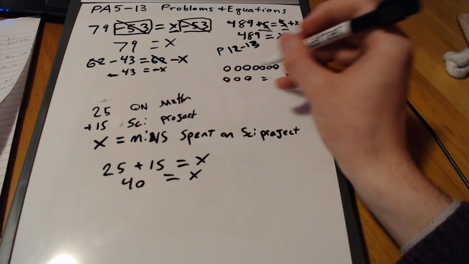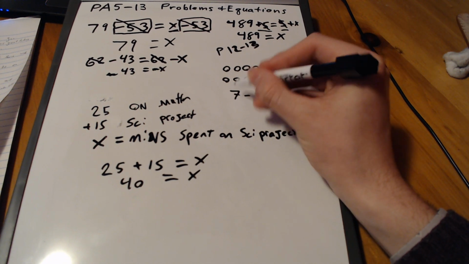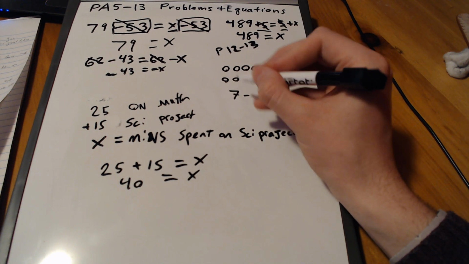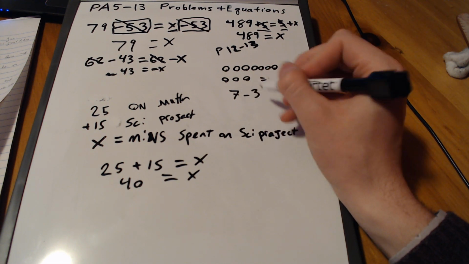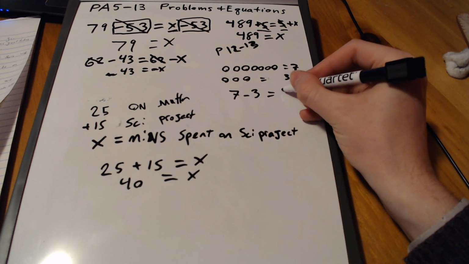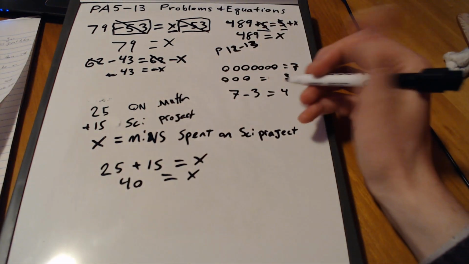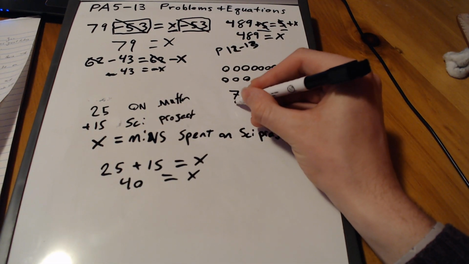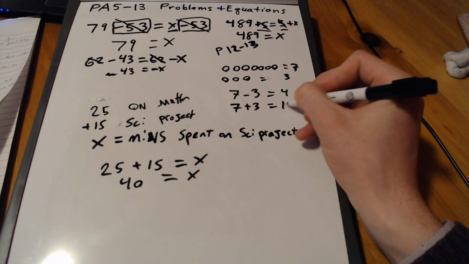And so what you have to do is subtract the bigger number by the smaller number. So you take the 7 minus 3, and then you get the difference, and that would be 4. And then the total would be adding them together to put them together. So that would be 7 plus 3 equals 10.